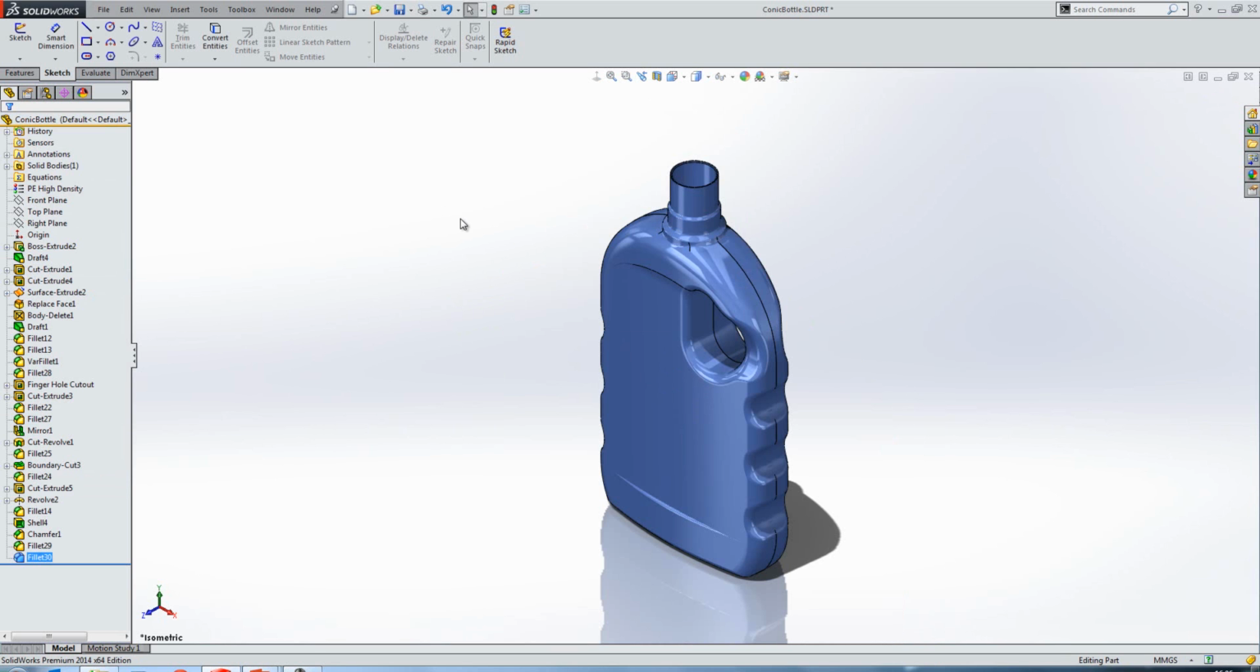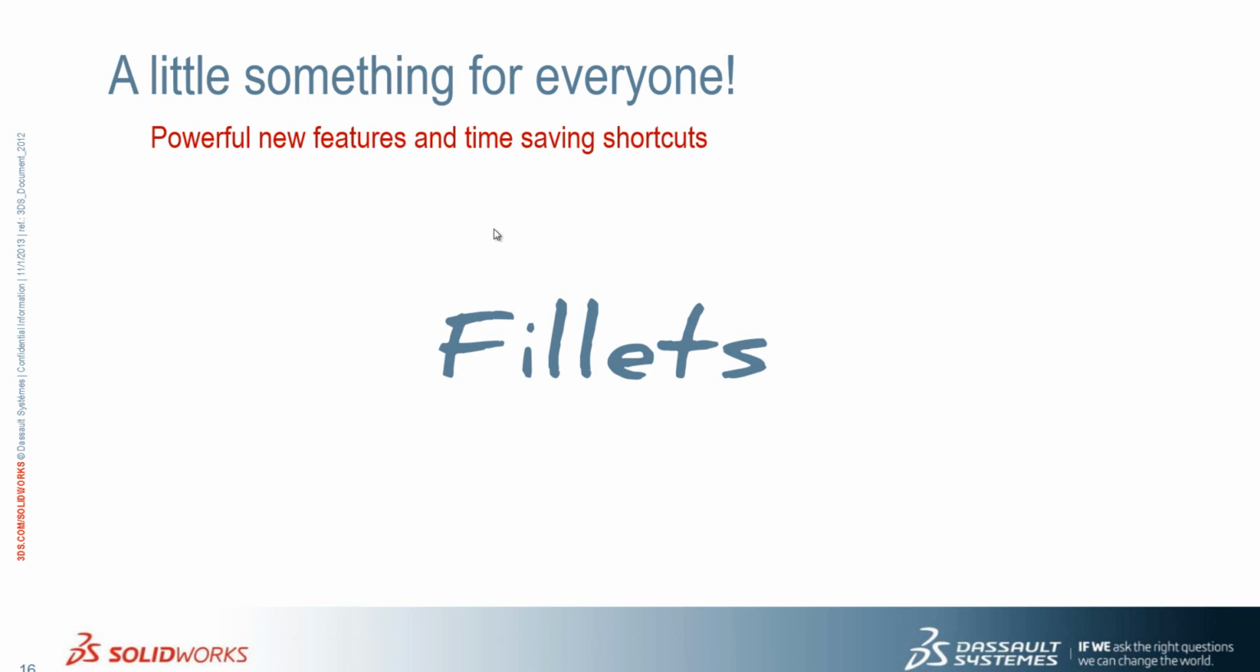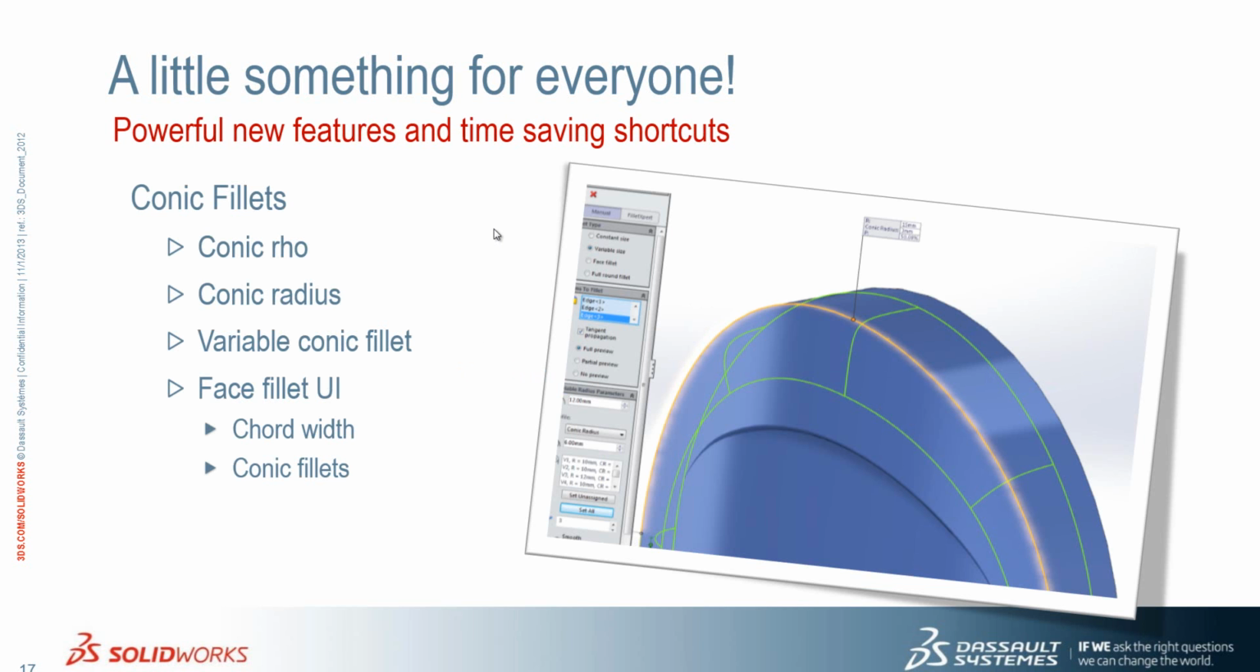If we just switch back to the PowerPoint, we'll just summarize what we've seen here. So we now have conic fillets where we can define a conic rho or conic radius value. We can produce variable conic fillets. And within the face fillet UI, we now can define chord width, and we now have the option to specify conic fillets.